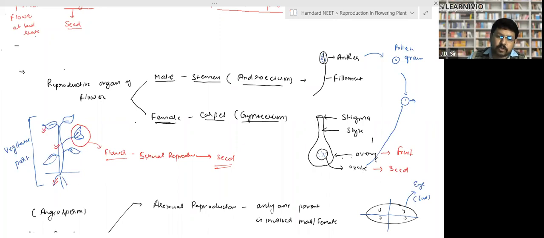After sexual reproduction, the ovule gets converted into seed, right? So seed is the end product of sexual reproduction in flowering plants. Please take a screenshot or make this diagram which is visible on your screen, the reproductive organs.